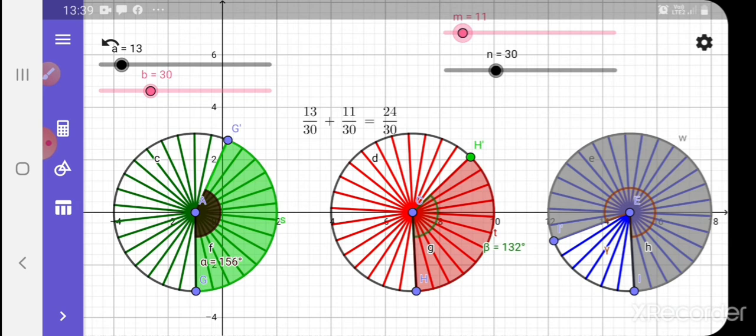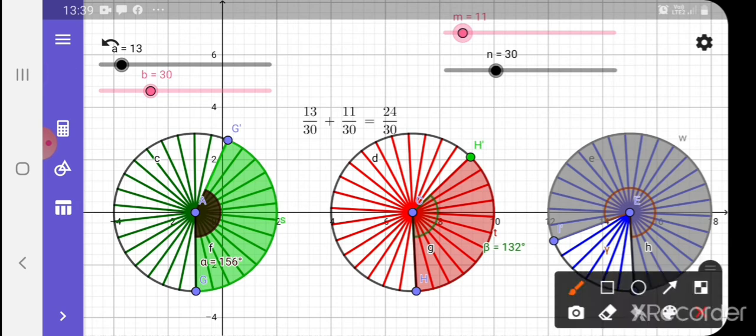So the first fraction is here. This is 13 by 30 and this is 11 by 30 and this one here is 24 by 30. So in a very simple way you can understand. Okay.